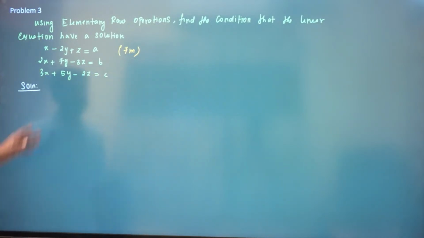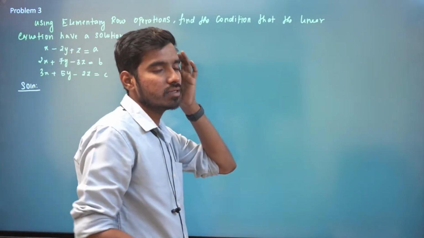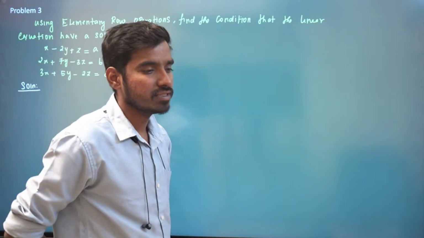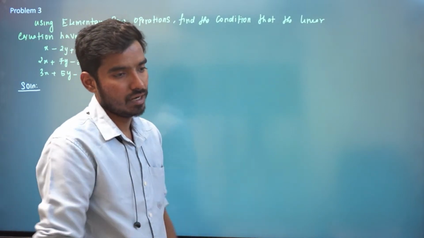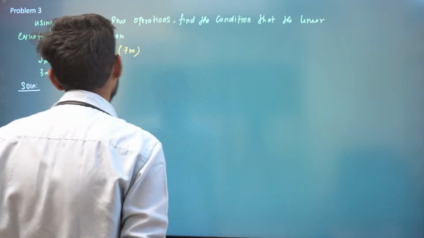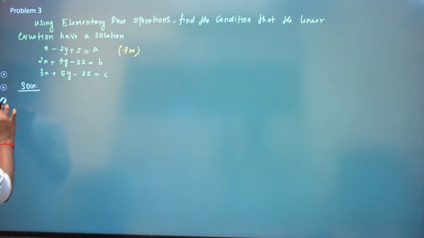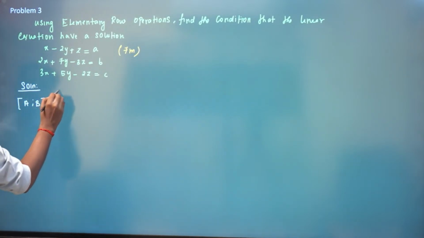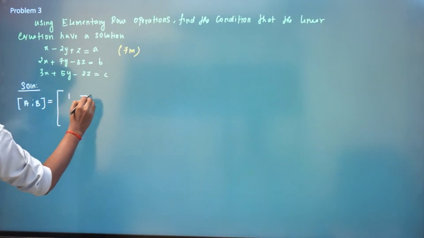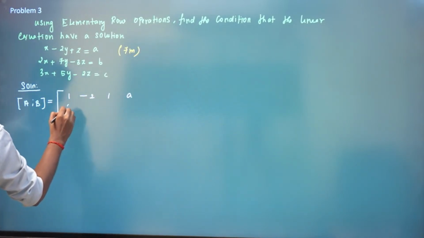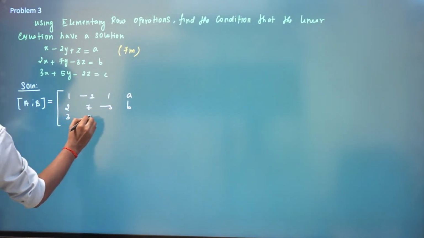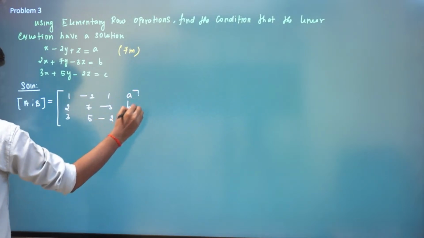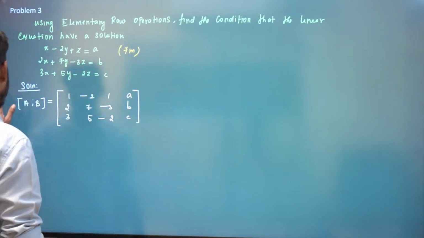Actually they should mention that some of a, b, c are non-zero, right? If all of a, b, c are 0, the question is no use. Okay, no problem. So we will find the augmented matrix: 1, minus 2, 1, a; 2, 7, minus 3, b; 3, 5, minus 2, and c. Right? So we'll reduce this to row echelon form.